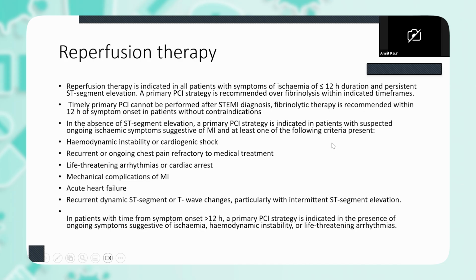Now, if you have a patient who doesn't have an ST elevation MI, but the symptoms are ischemic, he has a chest pain, and it's an NSTEMI basically, or an unstable angina, but he has hemodynamic instability or is in cardiogenic shock. They have recurrent or ongoing chest pain, which is refractory to medical treatment. They have life-threatening arrhythmias or cardiac arrest, mechanical complications of MI, acute heart failure. Their ST segment and T wave changes are dynamic. In these cases also, we do a primary PCI. So this list is for the patients with NSTEMI.